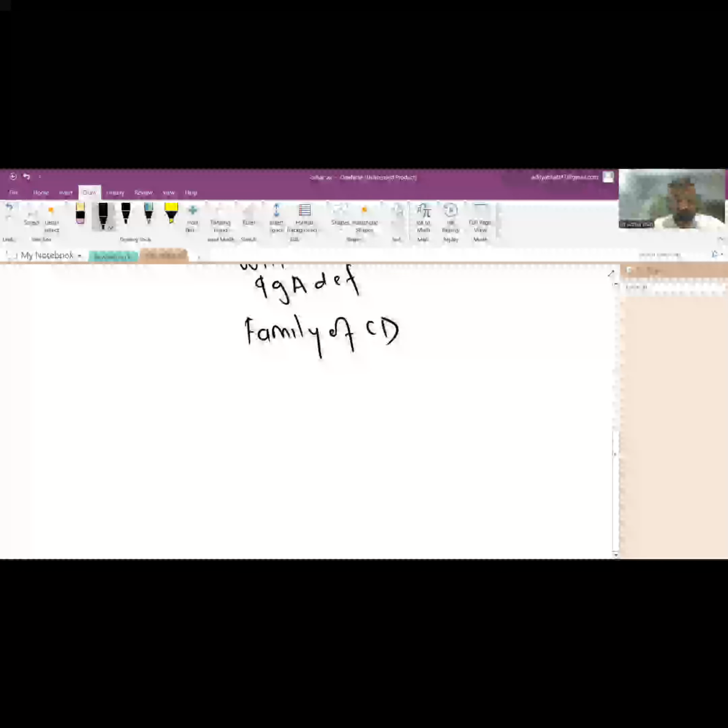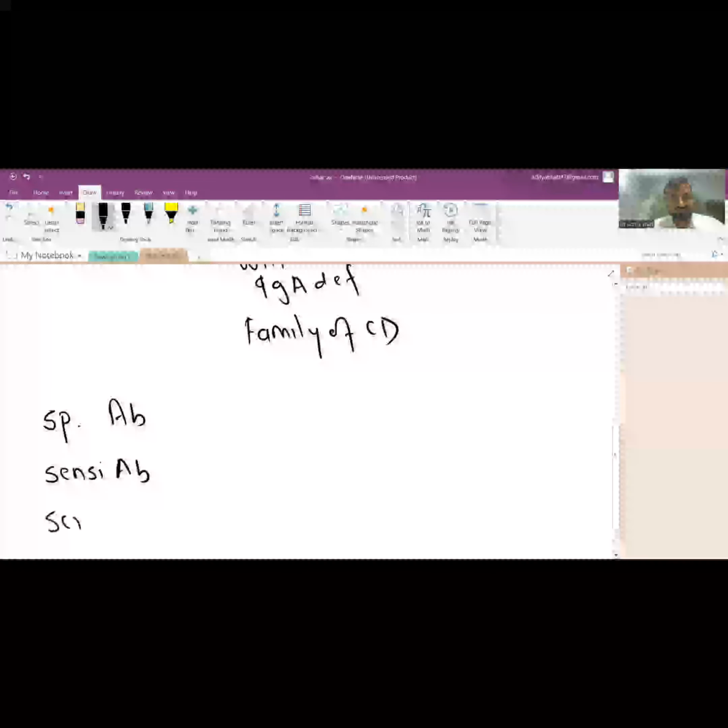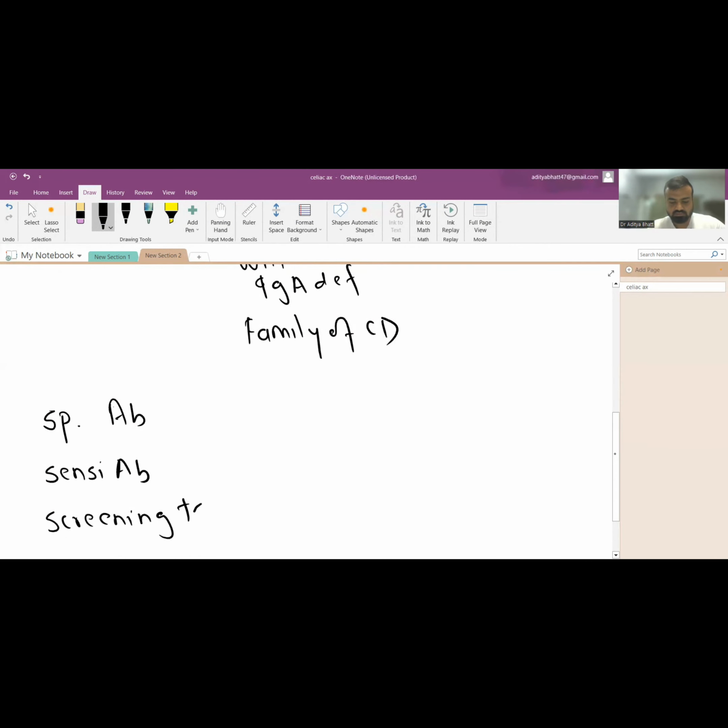Now, the two questions that are mainly asked are: which is the most specific antibody, and which is the most sensitive antibody, which is the screening test of choice. Firstly, the screening test of choice is IgA TTG. This is very, very important. The most sensitive antibody is also IgA TTG, and it has a sensitivity of 98%.